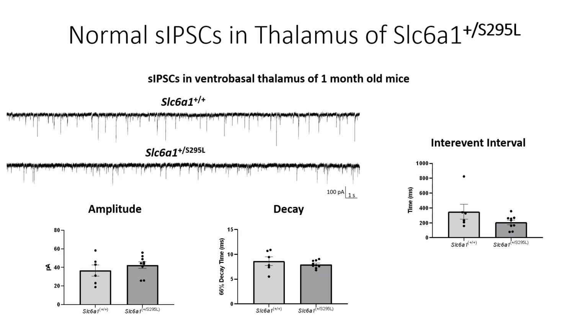Another region I looked at was thalamus, and in thalamus I compared a homozygote to a heterozygote. In this case, I actually didn't see a difference, neither in amplitude nor in decay nor in frequency. So that looked normal, although perhaps if I look at a homozygote, then I would actually see some sort of difference.